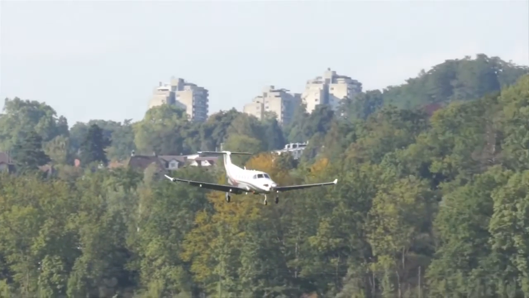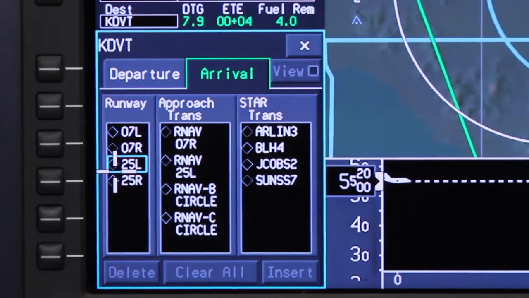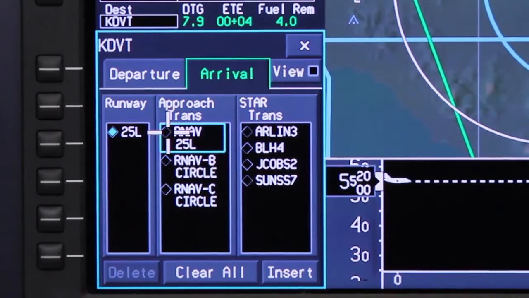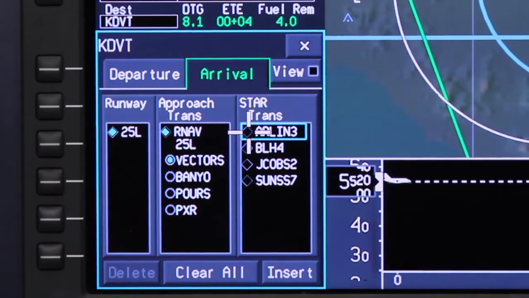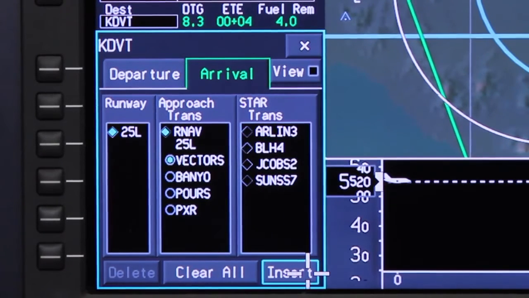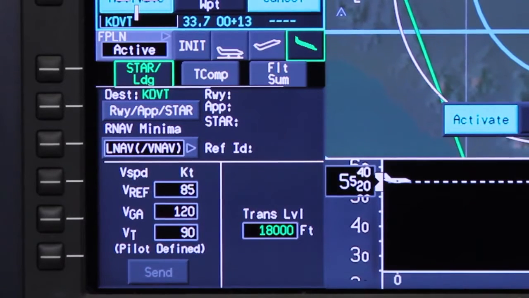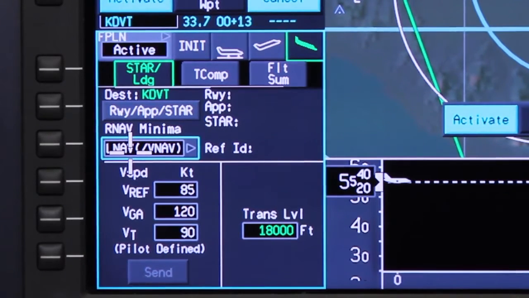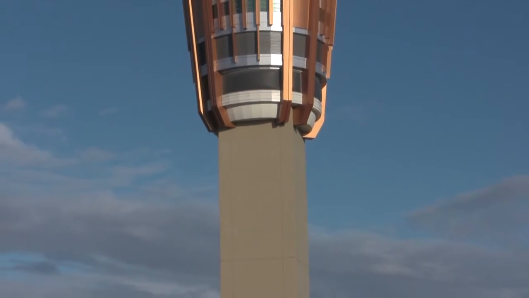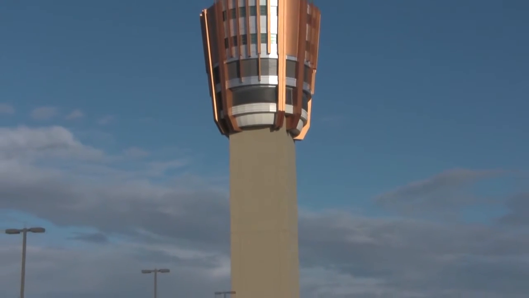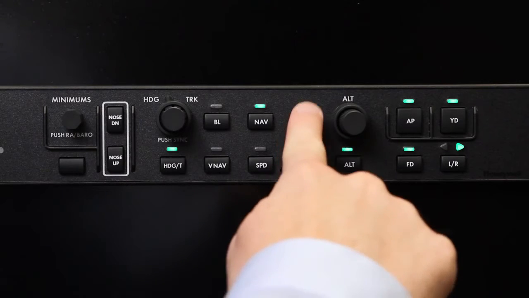Let's look at an example of an approach using the VGP mode. First, select the runway on the Arrival tab. Next, select the appropriate RNAV approach and approach transition. Select Insert to insert the changes into the pending flight plan. Review the changes and select Activate to load the approach into the active flight plan. When ATC clears the aircraft for approach and the final approach fix is the active waypoint, the VGP mode can be armed by pushing the Approach button on the guidance panel.